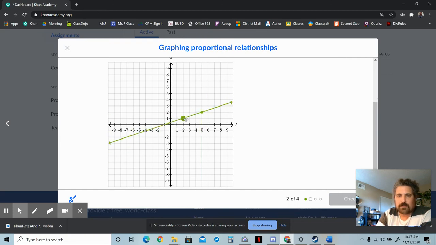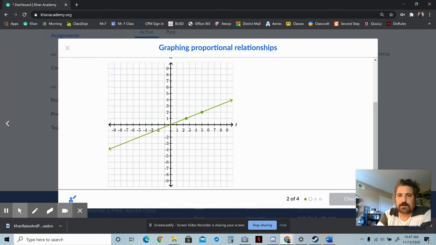So 5 comma 2 is the same as what? 10 comma 4, right? But I can't go there. It's too far for me to go. Can't plot it. So let's cut this in half. Half of 5 would be 2.5, and half of 2 would be 1. So it'd be 2.5 to 1. That's going to be all lined up and going through the origin. So 2.5 to 1 is the same as 5 to 2.